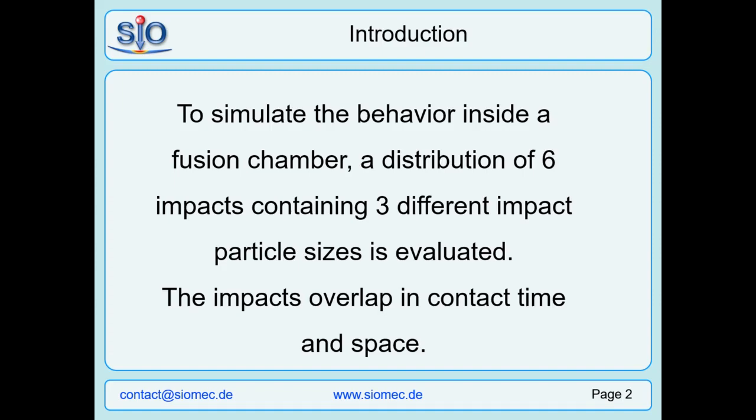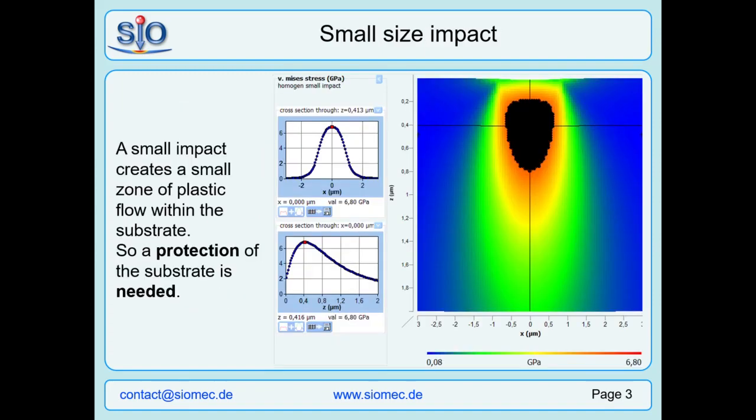The stress field calculation with the software Fimldoctor on the right-hand side shows that a small impact could create a zone of plastic flow, here marked as blackened areas, within the substrate, and this way harms the integrity of the system. Thus, a protection of the substrate is needed to prevent such damage.